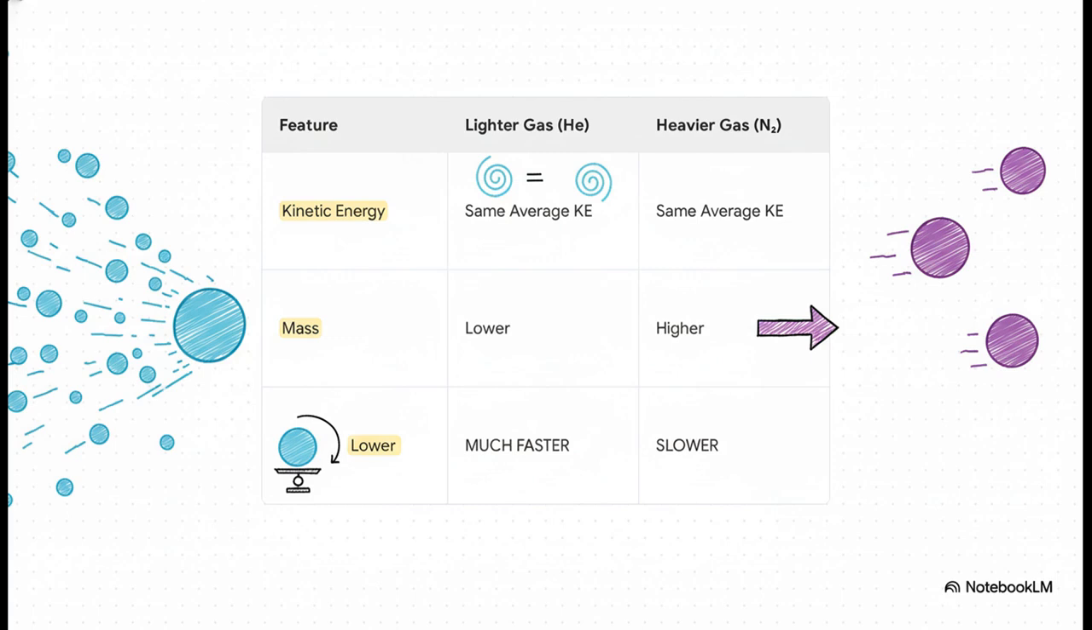Now just think about what that means for a second. Kinetic energy is all about mass and speed. So if the average kinetic energy has to be the same for both a tiny little helium atom and a much heavier nitrogen molecule, well, how does that work? The only way the universe makes that happen is if the lighter helium atom moves on average way, way faster to make up for its smaller mass.